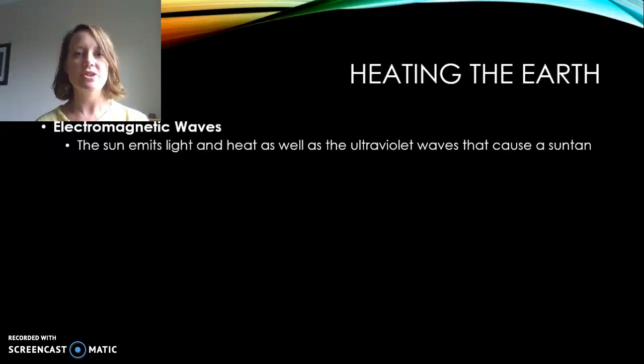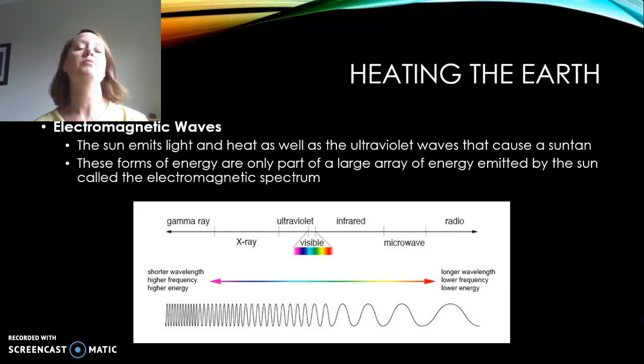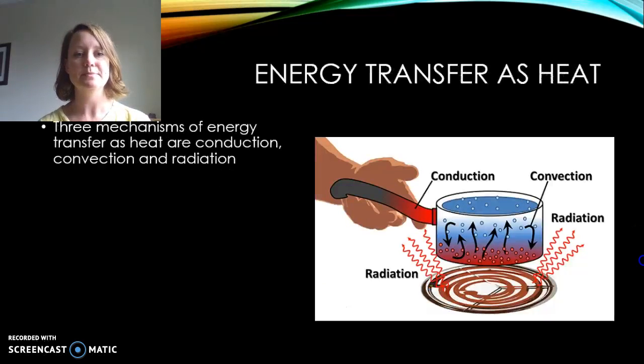All right, so the way that we get energy from the sun is through electromagnetic waves. The sun emits light, it emits heat, and also ultraviolet waves. Those are the waves that hit our skin and cause us to get sunburn or suntan. These forms of energy are a part of what is called the electromagnetic spectrum, all types of radiation that are emitted from the sun, from the shorter wavelength gamma rays all the way to the longer wavelength radio waves. And of course, visible light is just a narrow portion, and that's the only part of the electromagnetic spectrum that our human eye can pick up. It's the only wavelength our eyes can detect.